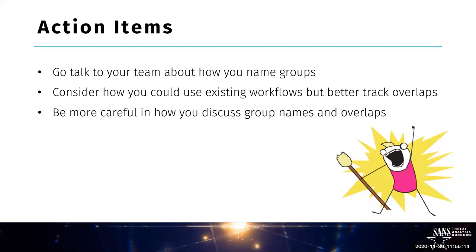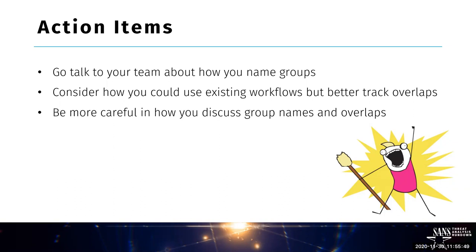So I'm going to leave you with a couple action items. Right? First off, go think about this. It's a lot. It's a fire hose of information and maybe new concepts you haven't thought about. Go think about it and go talk to your team. Right? How do we name groups? How do we think about groups? And think about, is there any way that within what you do already, right? If you write public blog posts, could you start calling out the overlaps a little bit? If you use a TIP, could you start sourcing things better? Think about if there's any way in your existing workflows you could try to do a little bit better in terms of tracking group name overlap.